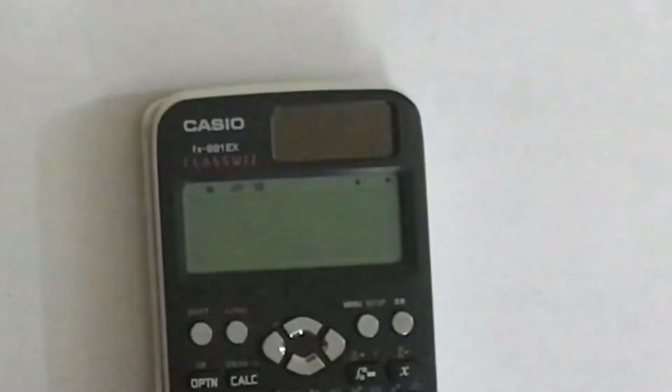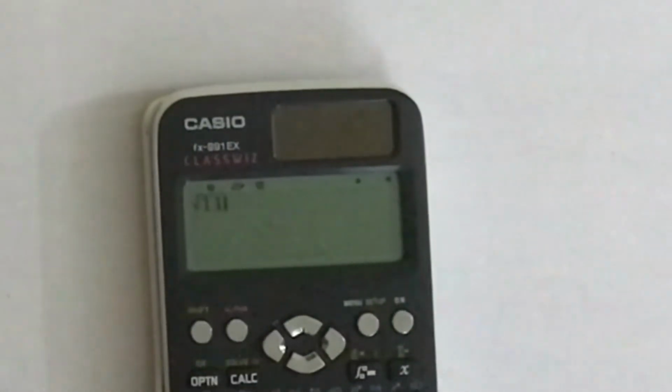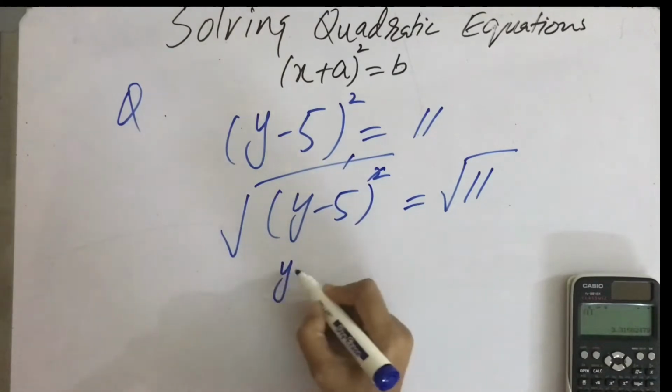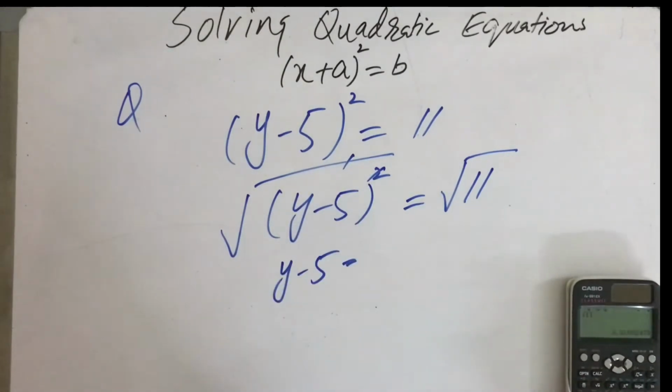Now we have square root 11. This is 3.3166. So I shall take 3.32, three significant figures. y minus 5 equals to 3.32.